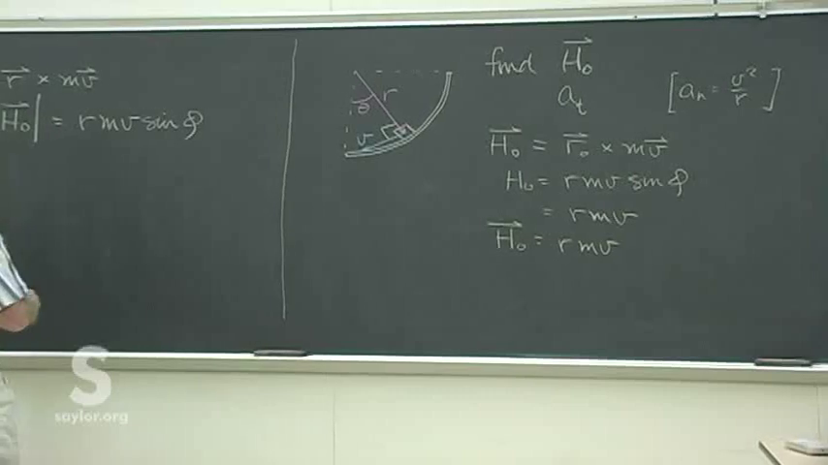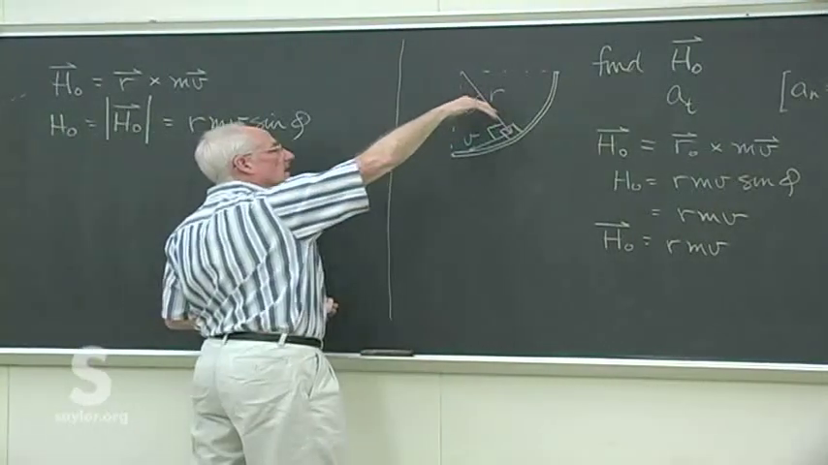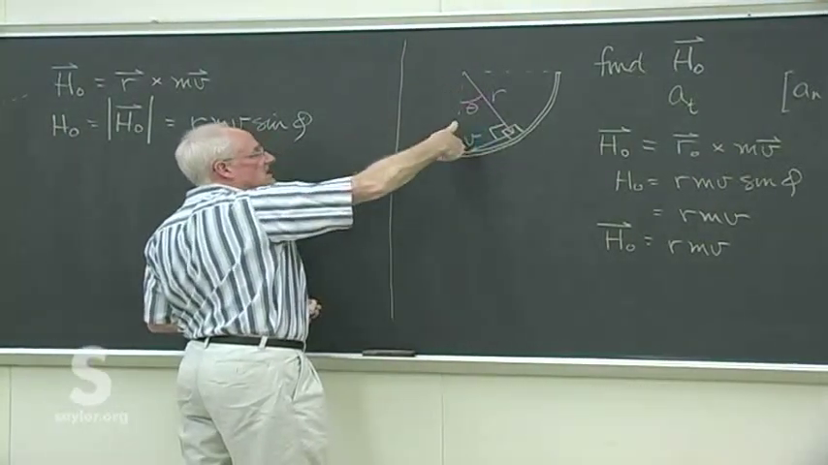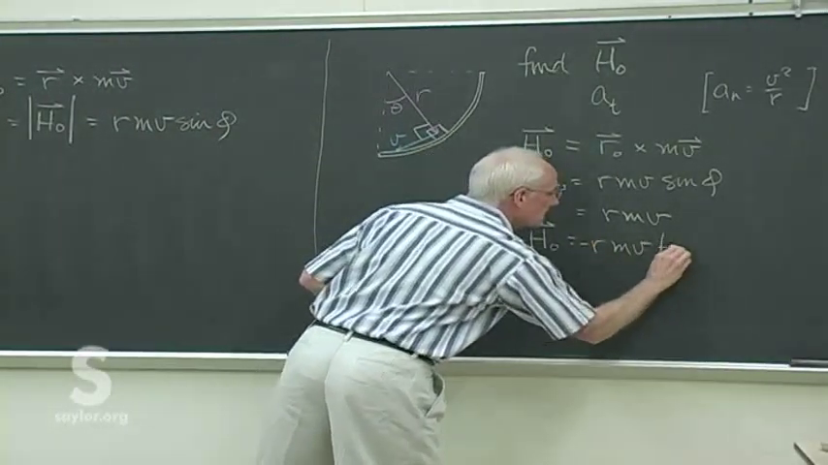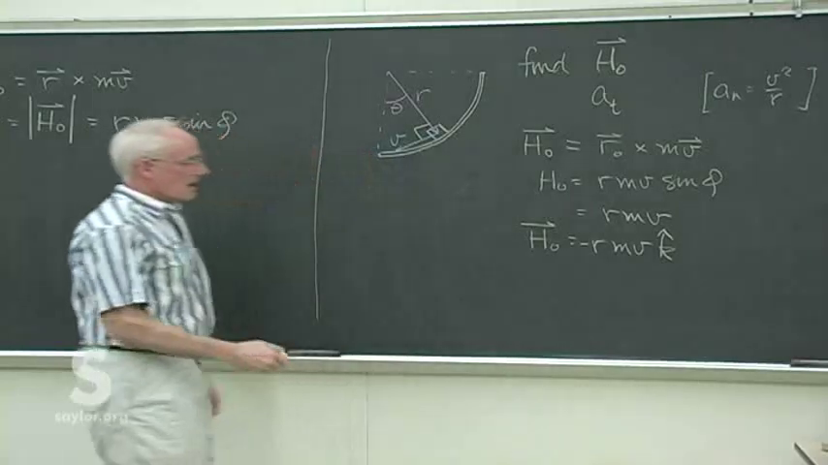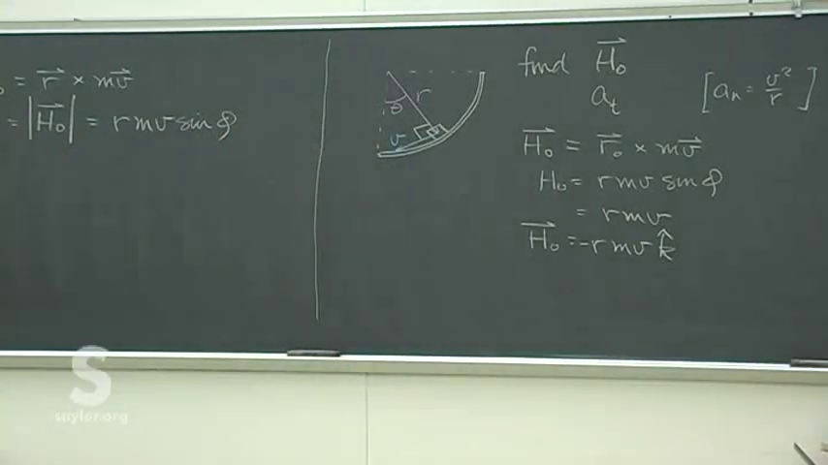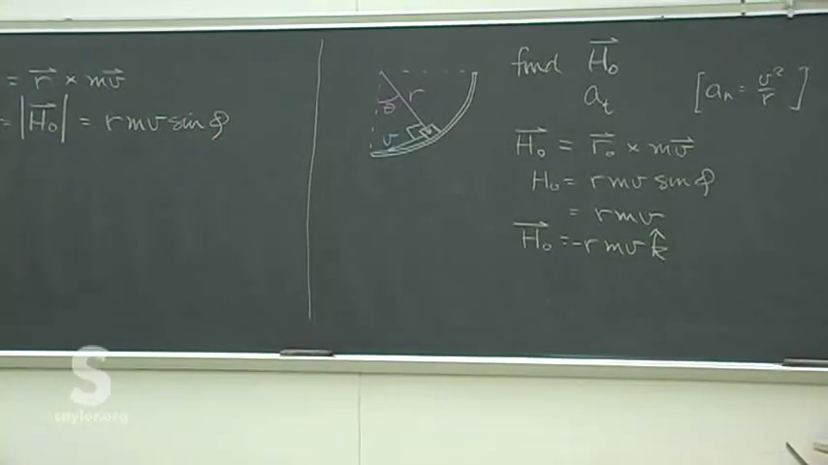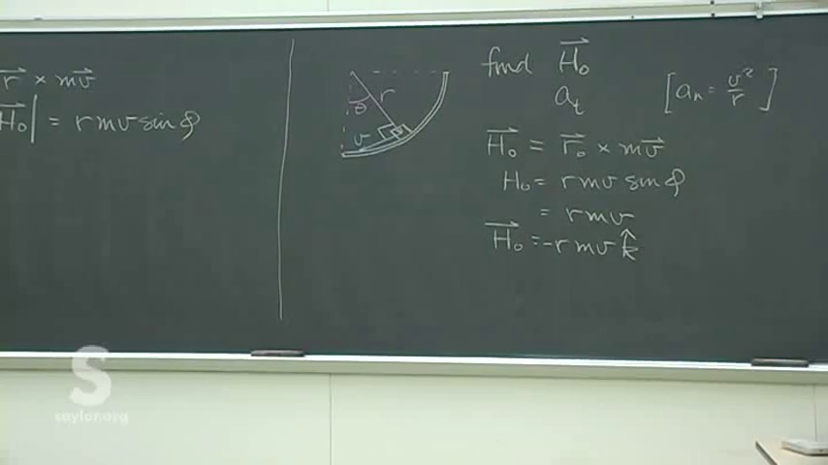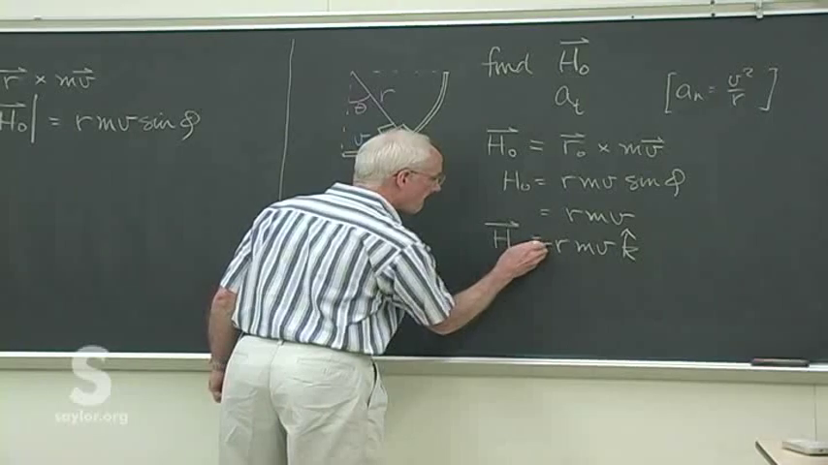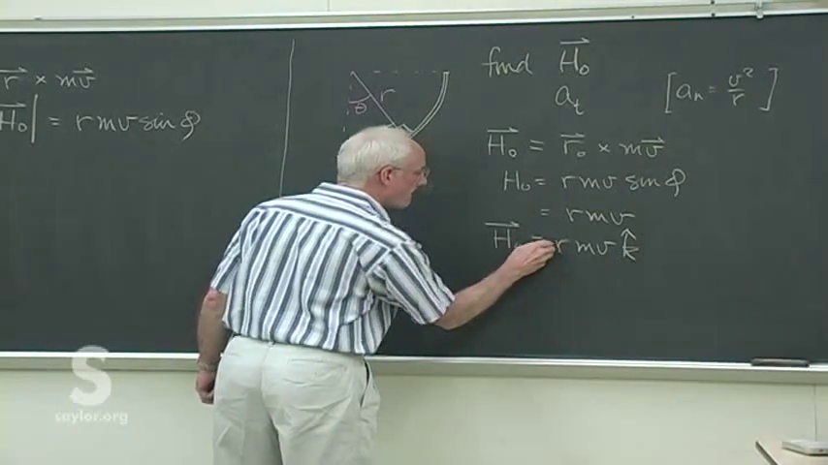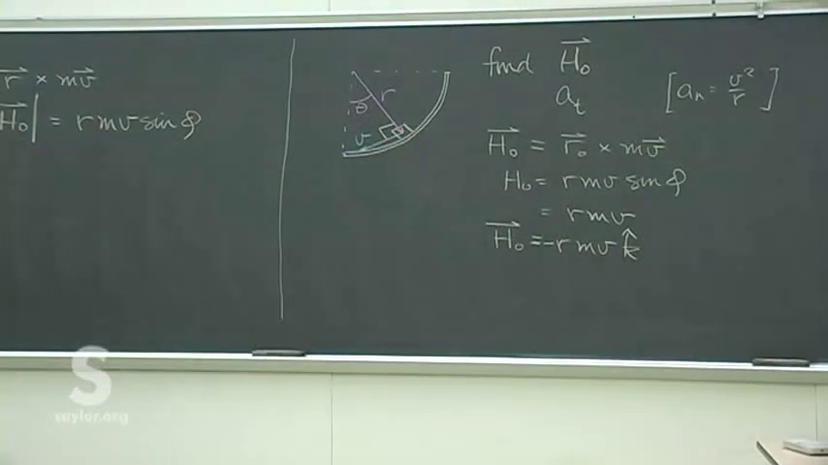If we use the same coordinate system we had before, this time you can see it's going into the board, so it would be a minus RMV k, or in other words, what we typically call clockwise. And that can just come from inspection.